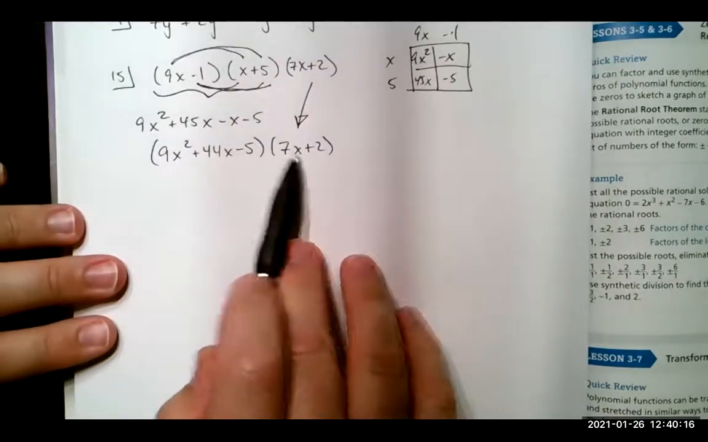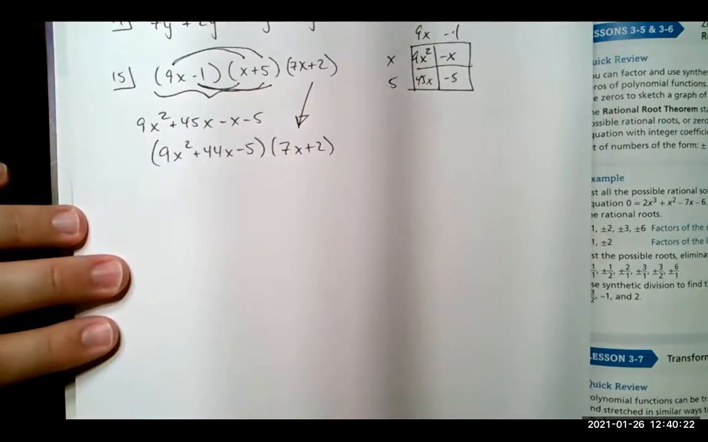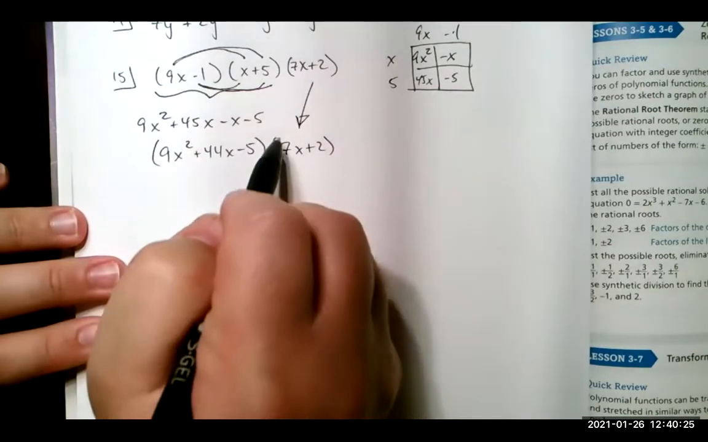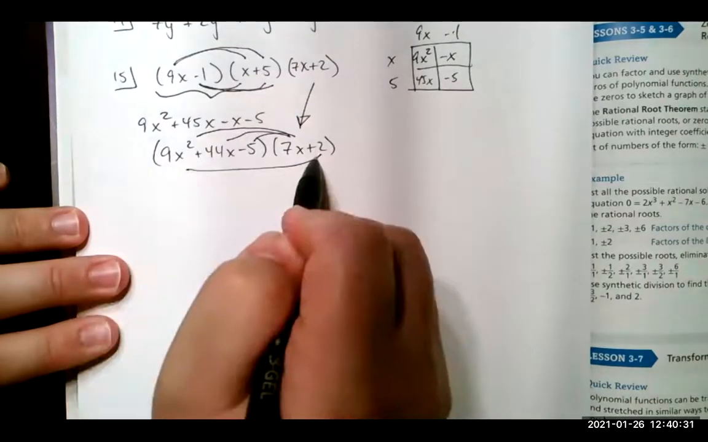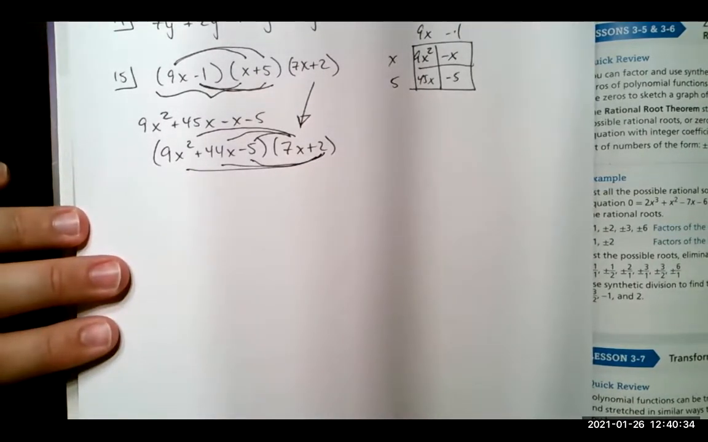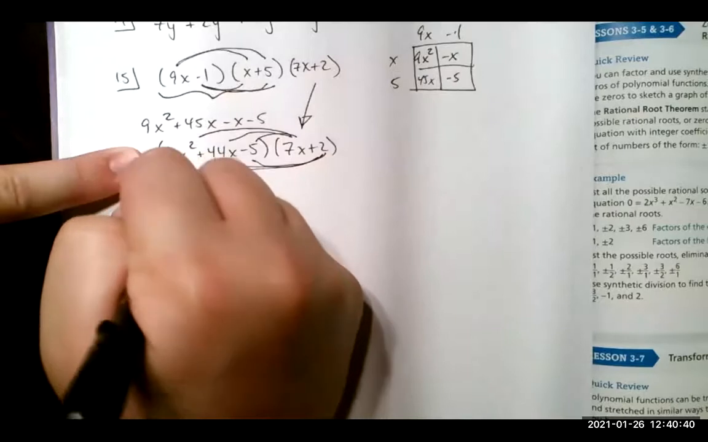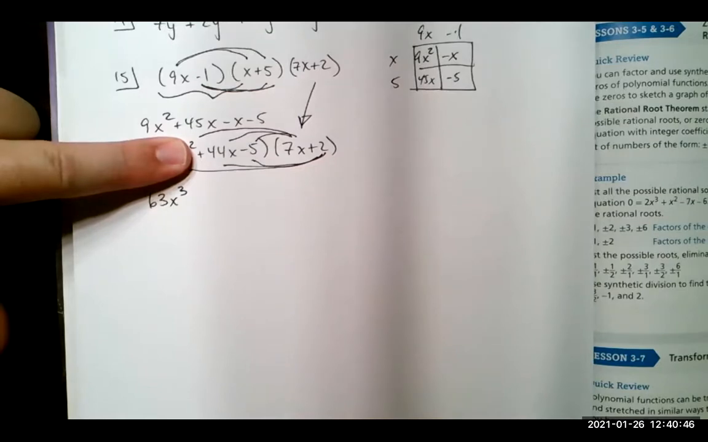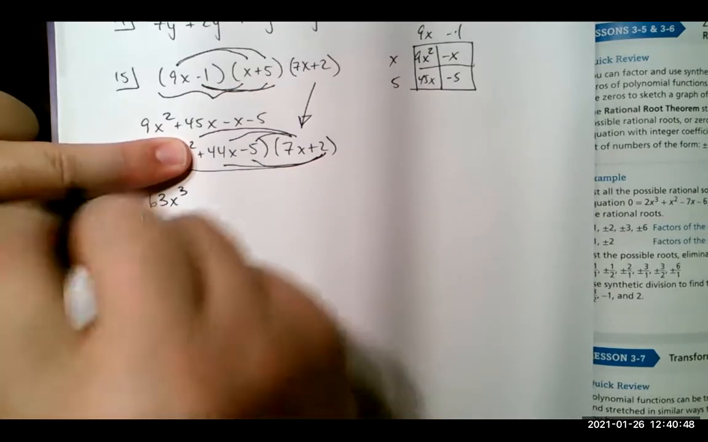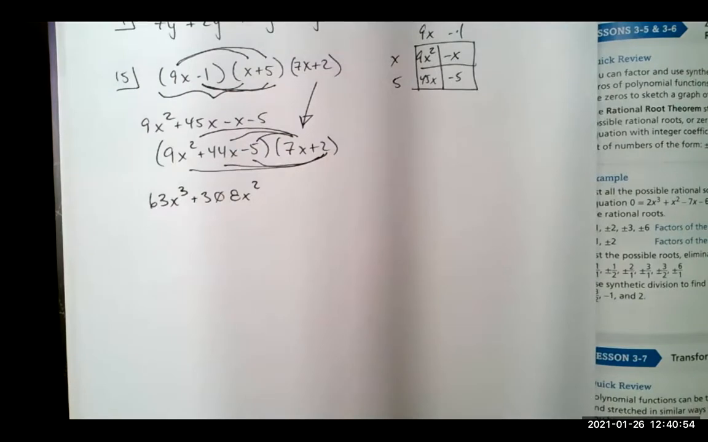So now I've got a binomial times a trinomial. So very similar to the FOIL method, what I'm going to do is basically something they call double distribution. I'm going to distribute the 7x to all three terms, and then I'll distribute the 2 to all three terms, and then add my like terms that I'm left with. So 7x times 9x squared, that's going to be 63x cubed. 7x times 44, oh my gosh, 280, 308, plus 308x squared. I'm going to double check that because I don't want to screw something up. 44 times 7.